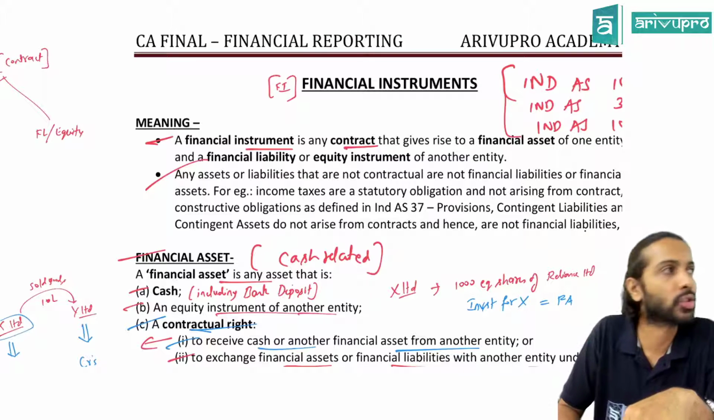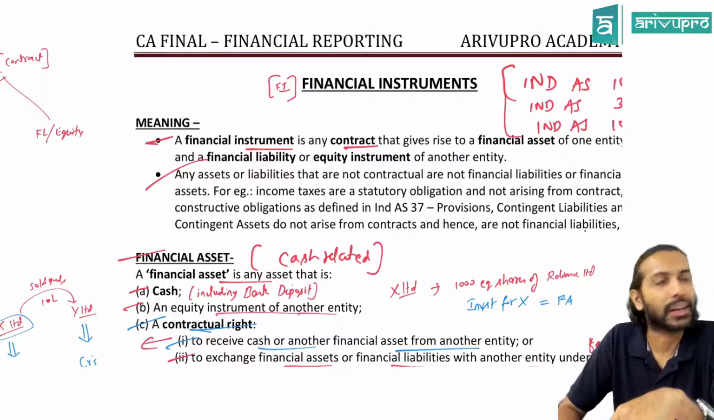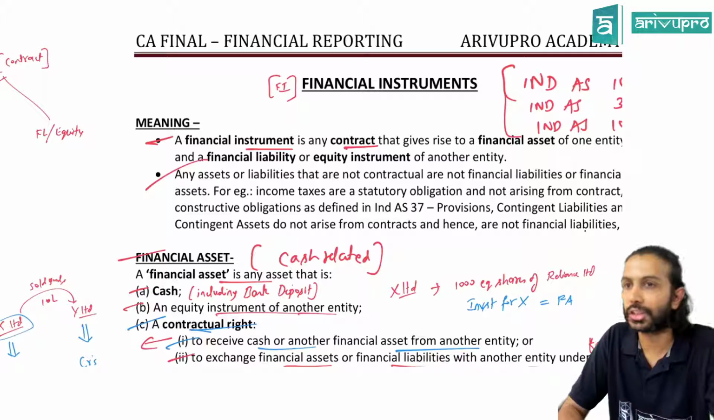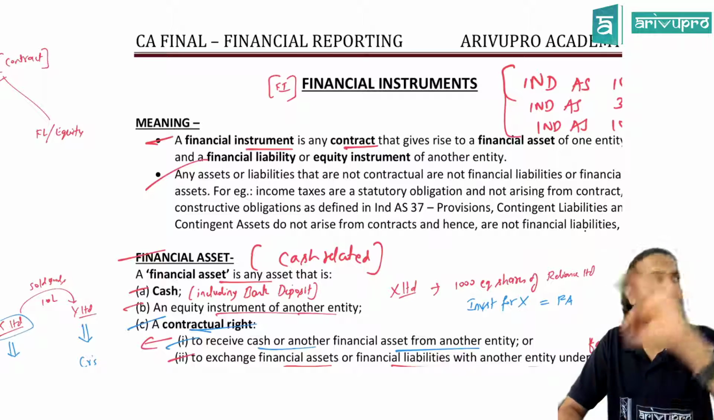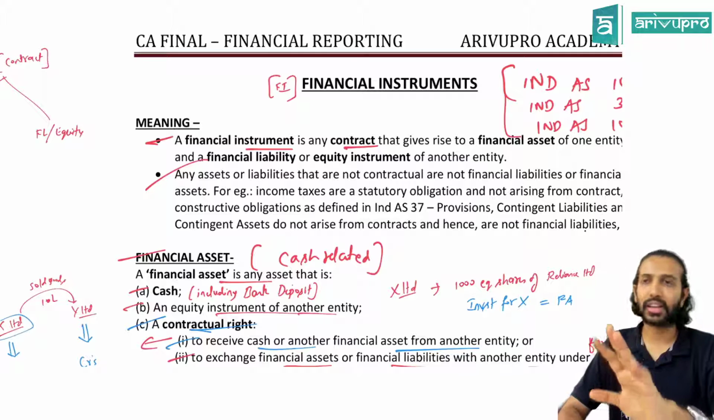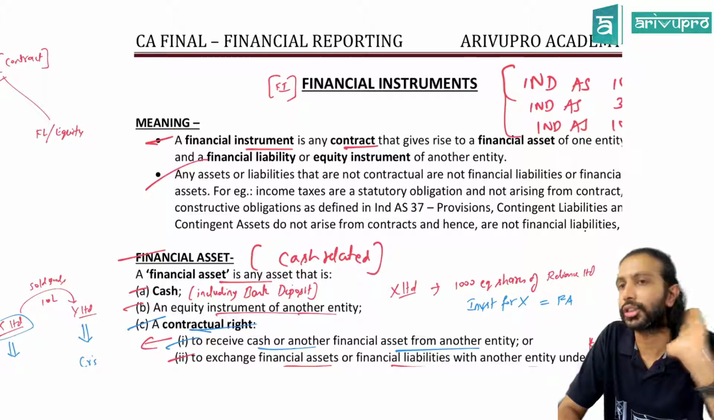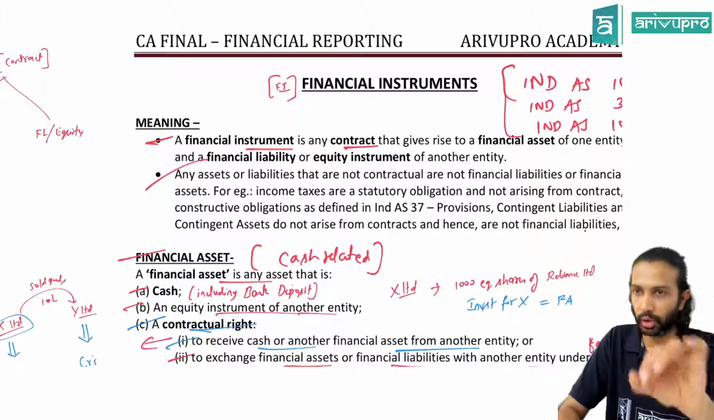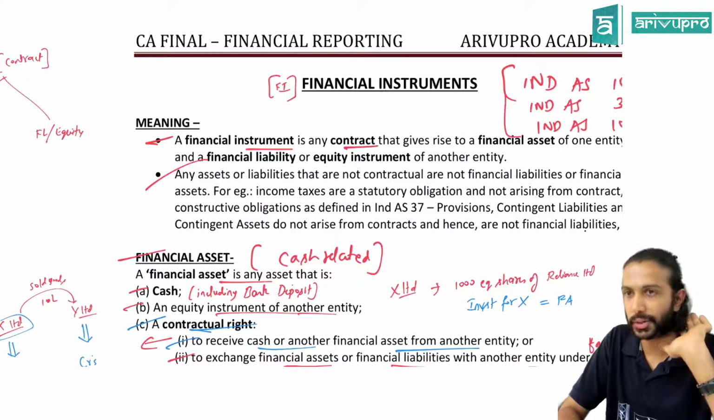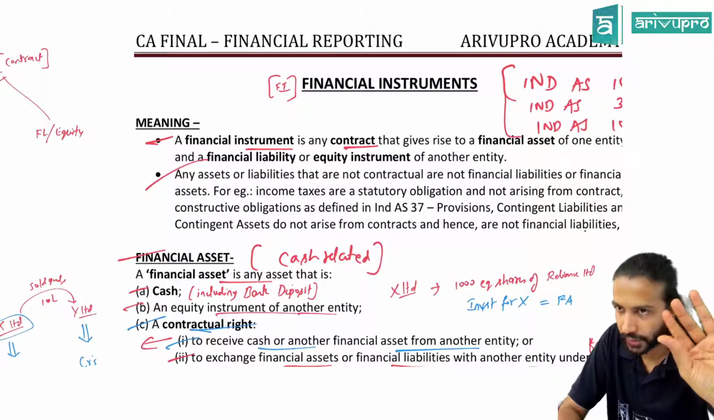We have a separate Ind AS 12, Income Taxes, where it will be covered. They are not financial instruments per se. Is it okay? Anything which is not contractual, anything which does not arise as part of a contract, is not a financial instrument. There has to be a contract for you to call something a financial instrument. That is one more point. Now, are we fine?